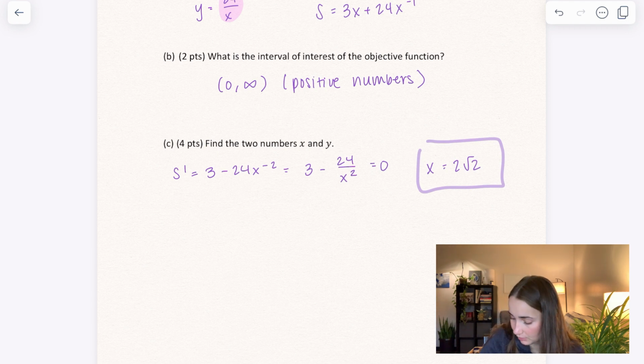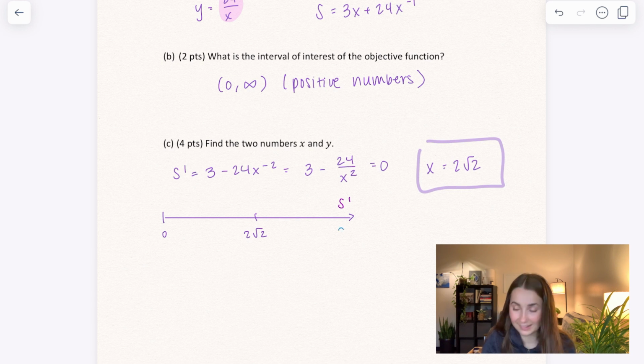So let's set up our number line. We're not going to go less than 0, so I don't care about including that in our interval. And here we have our critical value of 2 root 2. We want to plug values into our first derivative, s prime, because that's going to tell us if our function is increasing or decreasing. So let's go ahead and take test values. I'm going to choose 1, and then for 2 root 2, I think we can go ahead and choose 4.